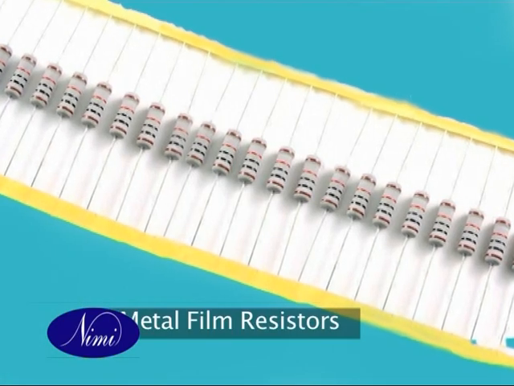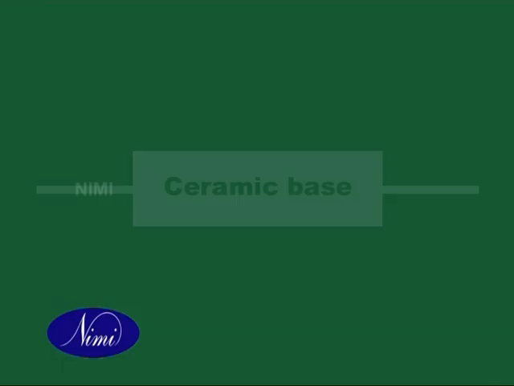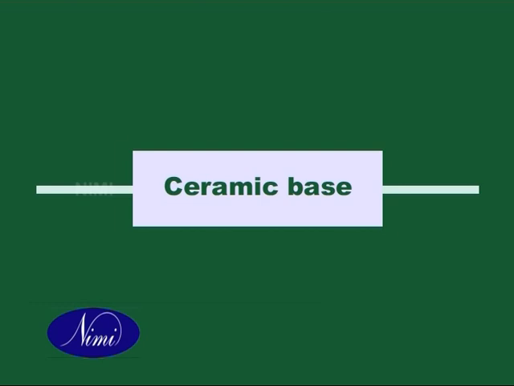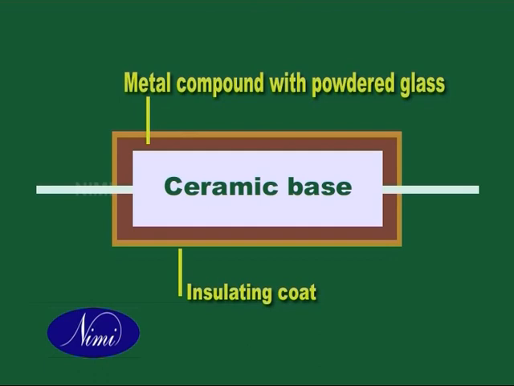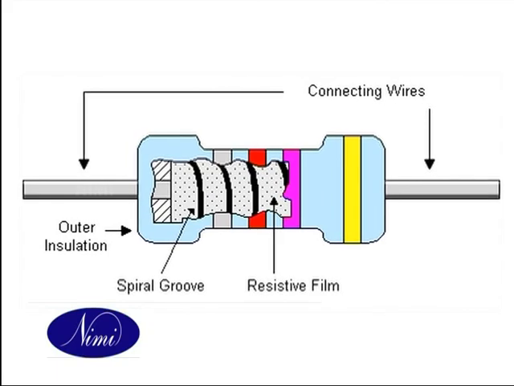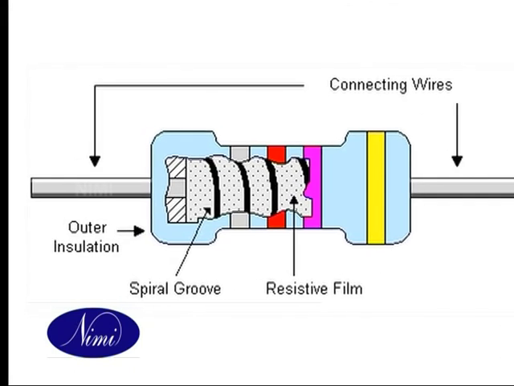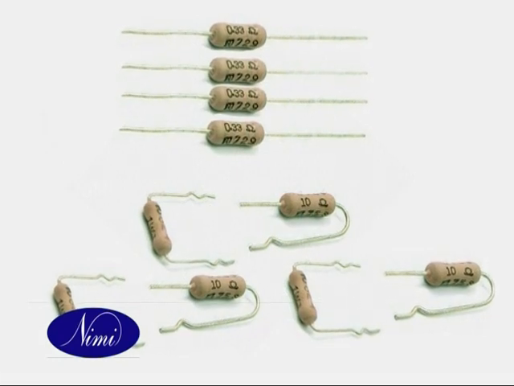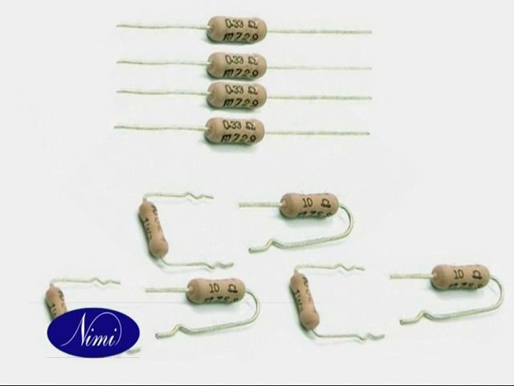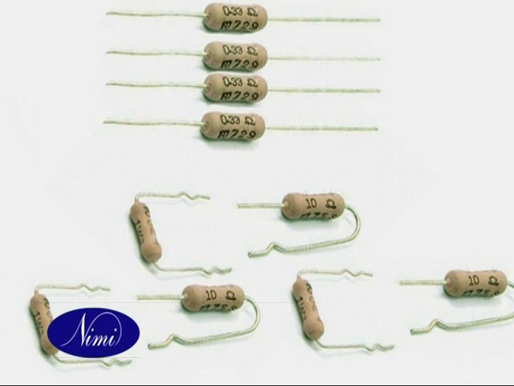Metal film resistors are manufactured by 2 processes. Thick film resistors are pasted with metal compound and powdered glass, which are spread on the ceramic base and then baked. Thin film resistors are processed by depositing a metal vapor on a ceramic base. Metal film resistors are available from 1 ohm to 10 mega ohms up to 1 watt.